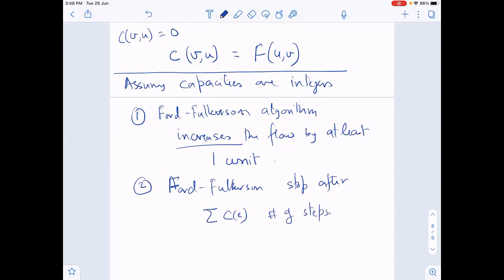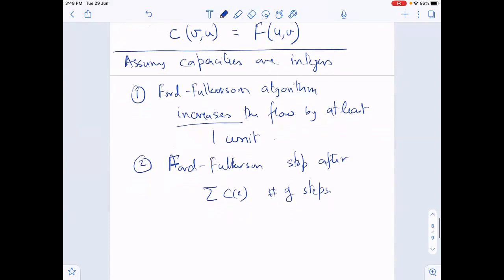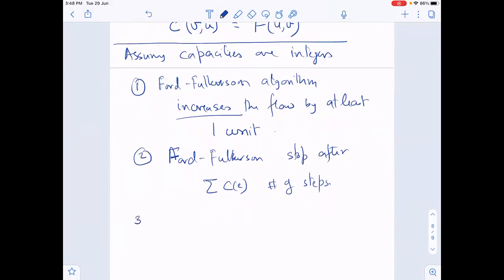Why does Ford Fulkerson give you the maximum? Why doesn't it stop much beforehand? This is something that I have not talked about, and I want you guys to go and think about it.